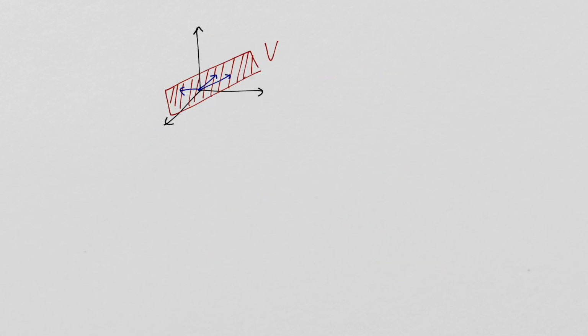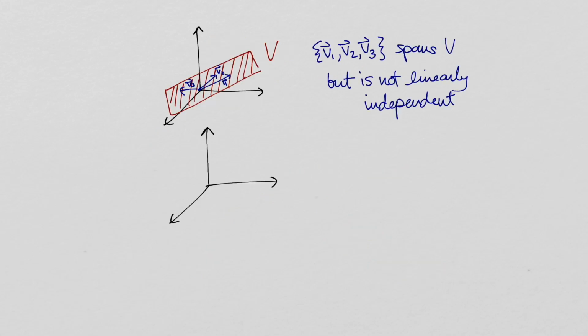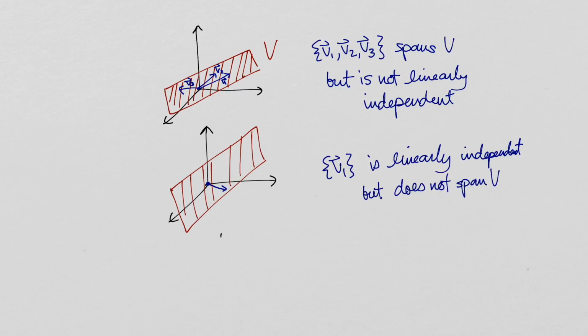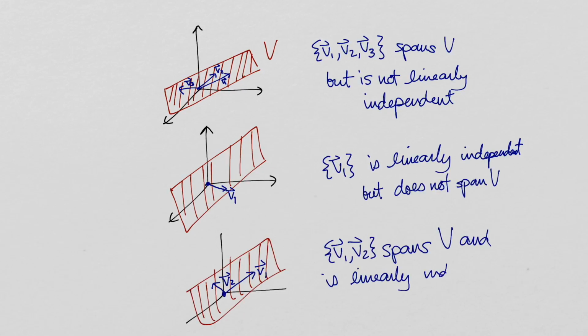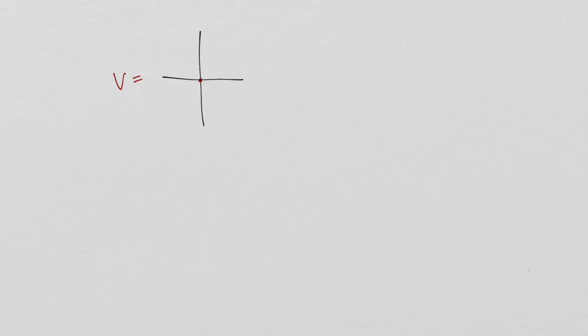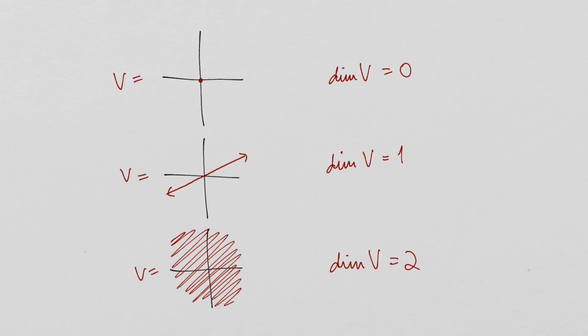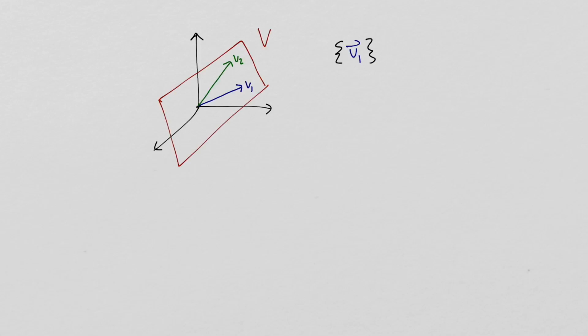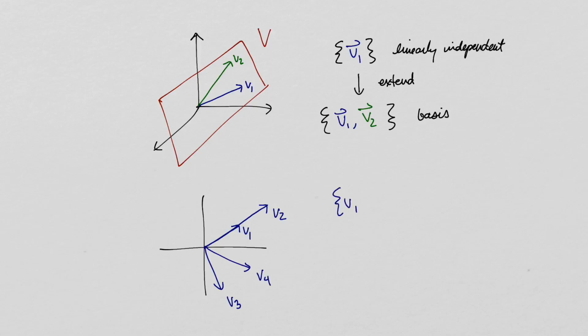A linearly independent list which spans a vector space V is called a basis of V. The number of vectors in a basis of V is called the dimension of V. Any linearly independent list can be extended to form a basis, and any spanning list can be trimmed to form a basis.